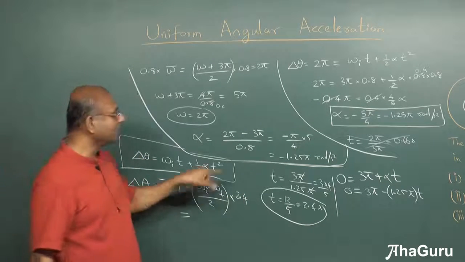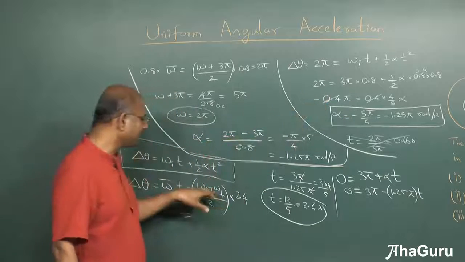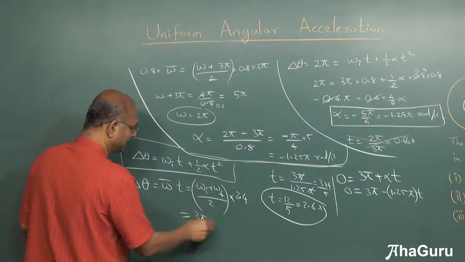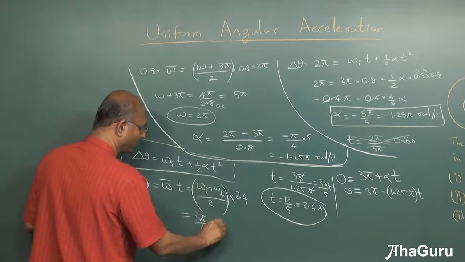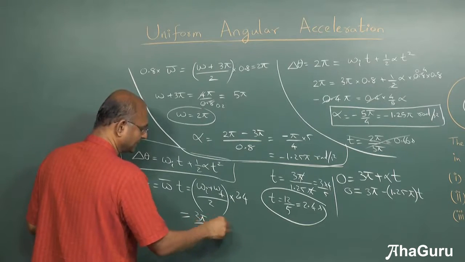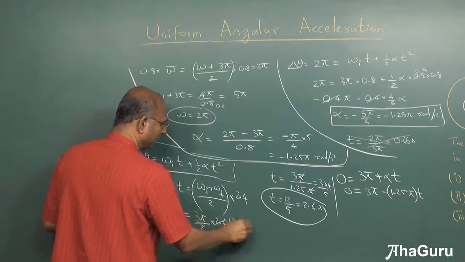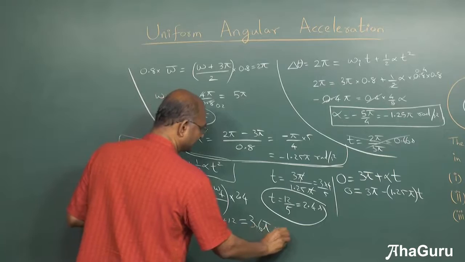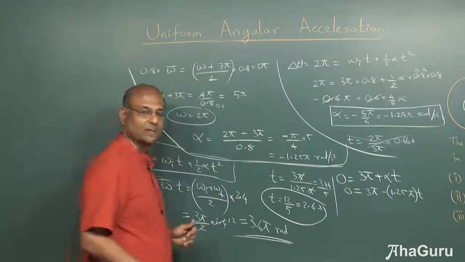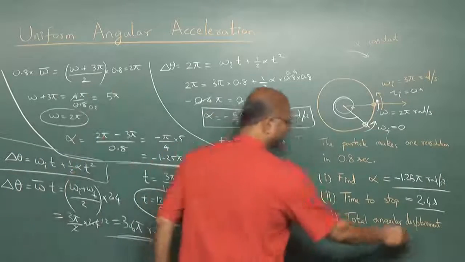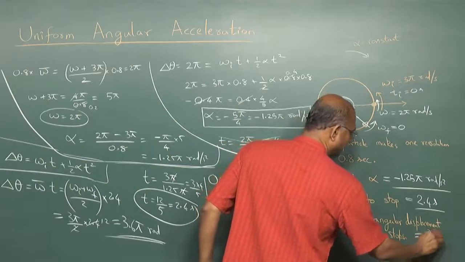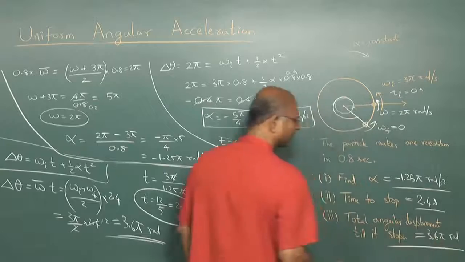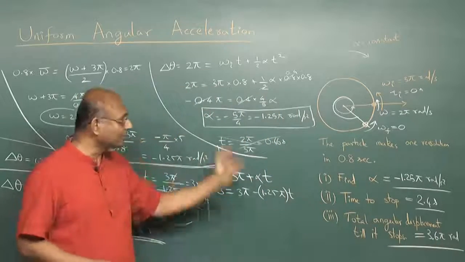Right? Do I know the initial angular velocity? 3 pi. What is the final angular velocity? 0. So this is 3 pi plus 0 by 2 into 2.4. So if I cancel this out, this is 1.2 into 3. So this is 3.6 pi radians. Okay. So the total angular displacement is 3.6 pi radians. That is the total amount of displacement.